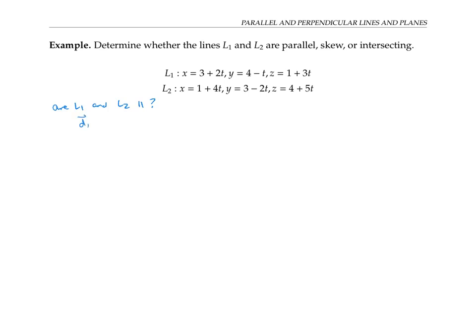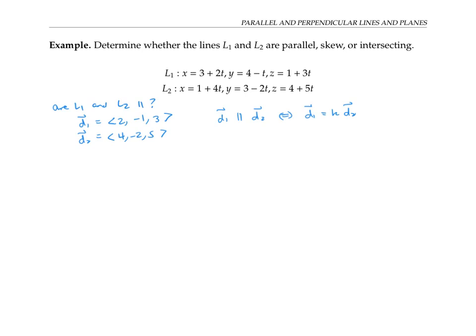The direction vector for L1 is 2, negative 1, 3. I can just read it off from the coefficients of t. The direction vector for L2 is 4, negative 2, 5. Well, D1 is going to be parallel to D2 if and only if D1 is a scalar multiple of D2.